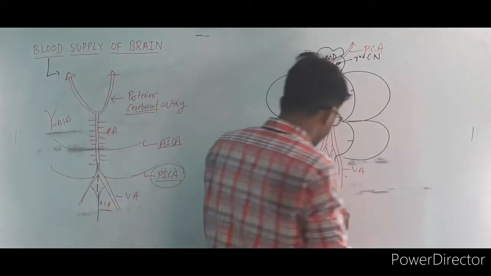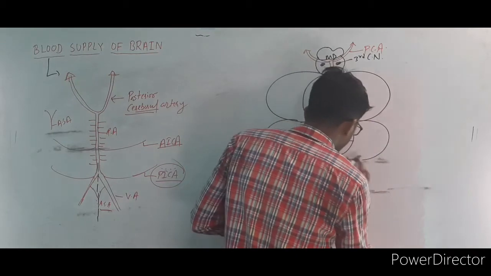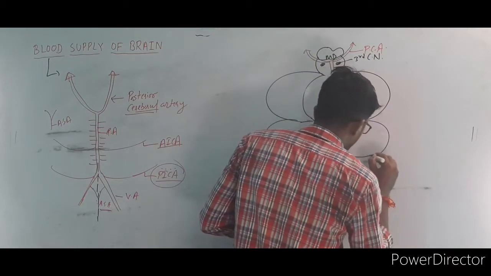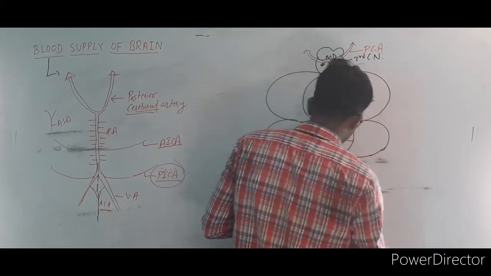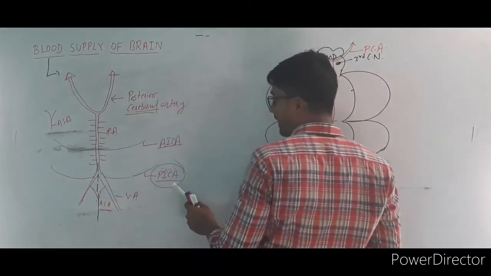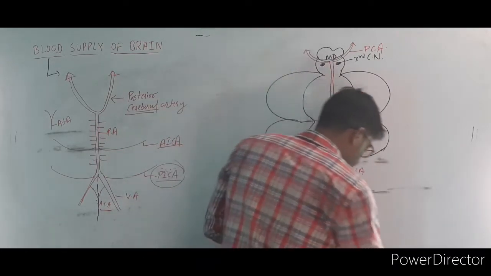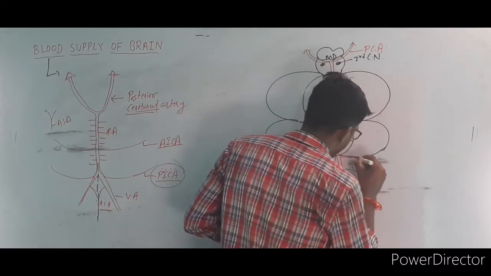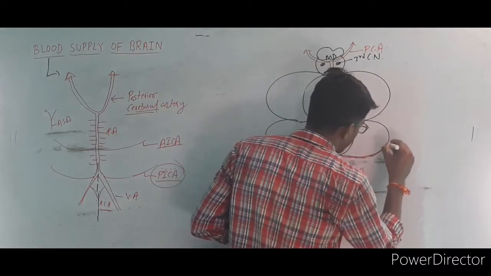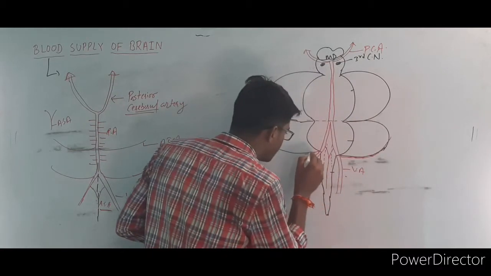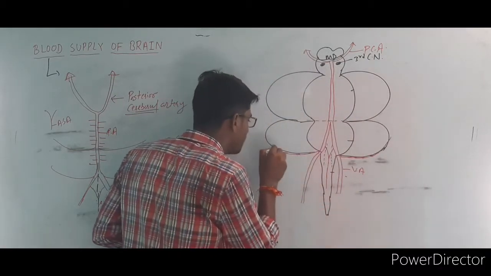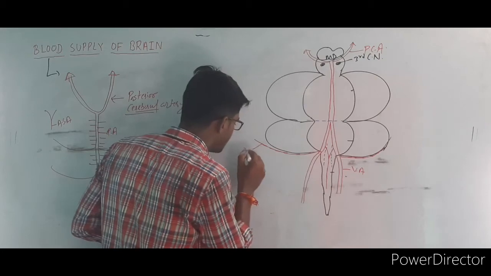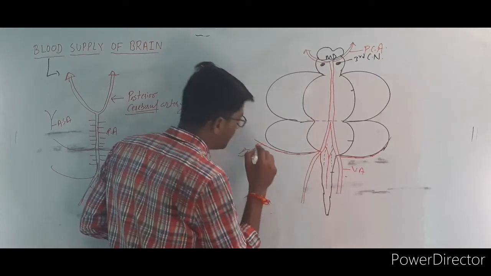Now, one artery, PICA. PICA is a branch of the vertebral artery, right? So the vertebral artery will give one branch, this branch. This is called PICA. So I mentioned here this is PICA.